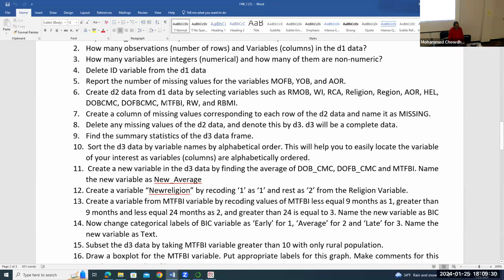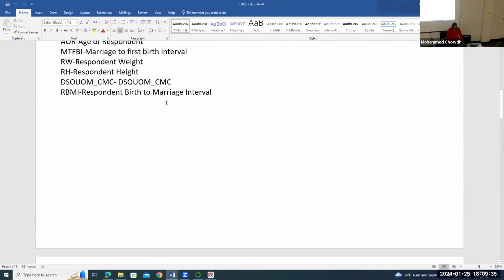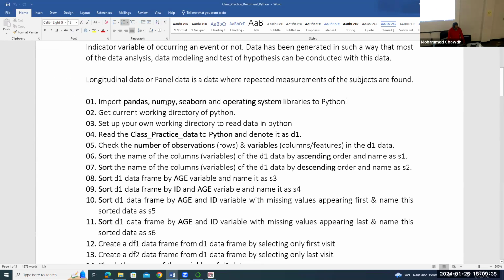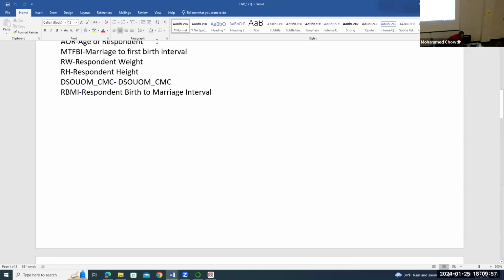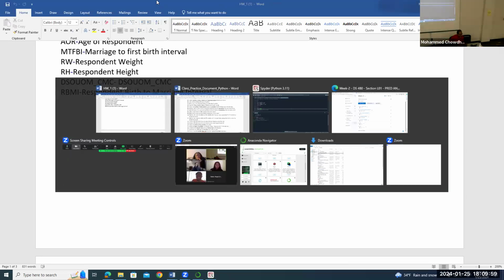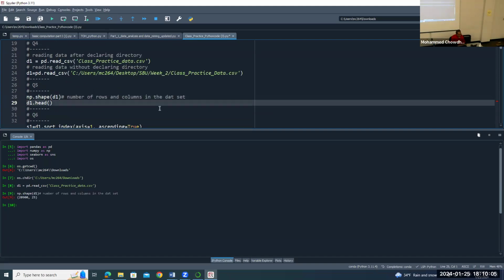Question number 2 done. Question, how many variables? No, not this one. Question number 3, set up the own working directory, which I did. Then question number 4, read the class practice data to Python and denote it as D1, which I did. Now question number 5 is asking you, check the number of observations and variables in the D1 data. If you run this, there are 20,900 rows and 25 columns.